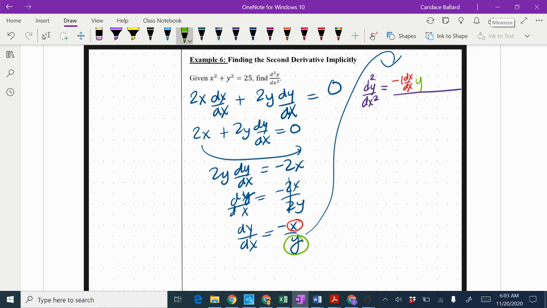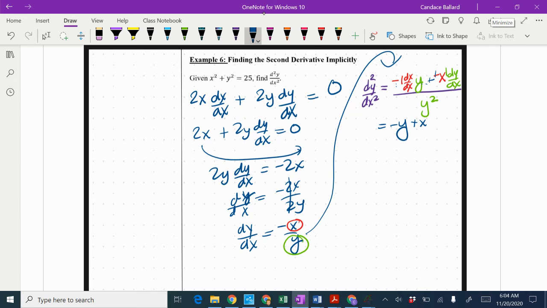Keep the green the way it is, so y. Put a minus sign. Then keep the red the way it is, so negative x. And then the derivative of the green is dy/dx, or 1 dy/dx. And then that all goes over the green squared. Let's clean that up a bit, because here's the other catch with this. Negative, the dx/dx is going to be 1, and then negative 1 times y would just be negative y. This double negative is going to go positive.